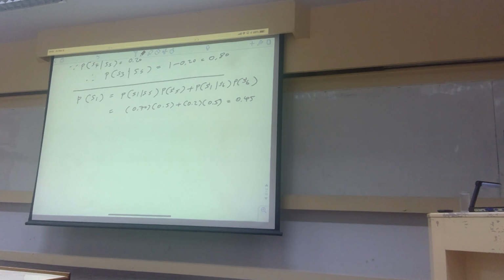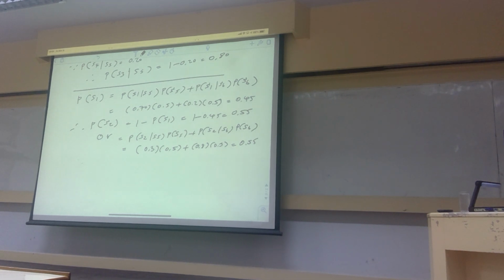We have 0.45. So the probability of S2, the case that the survey result will be unfavorable, will be equal to 1 minus the probability of survey result favorable. So we're going to have 1 minus 0.45, or 0.55. Or if you want to calculate it, it will be equal to the probability of S2 given S5 multiplied with the probability of S5, plus the probability of S2 given S6 multiplied with the probability of S6. So you have 0.3 multiplied with 0.5 plus 0.8 multiplied with 0.5, and we get 0.55. Same.